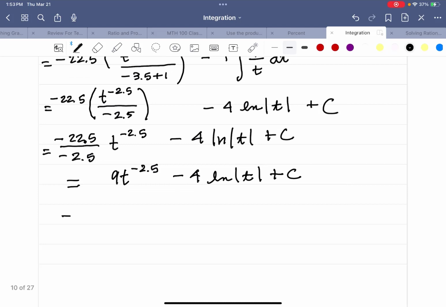And the only other thing I can think of is, customarily we don't leave negative exponents, so that's going to be 9 over t to the 2.5 minus 4 natural log of t plus c. In your practice, if you see that MyMathLab will let you leave the negative exponent, I'll let you leave the negative exponent in your answers on a test as well.